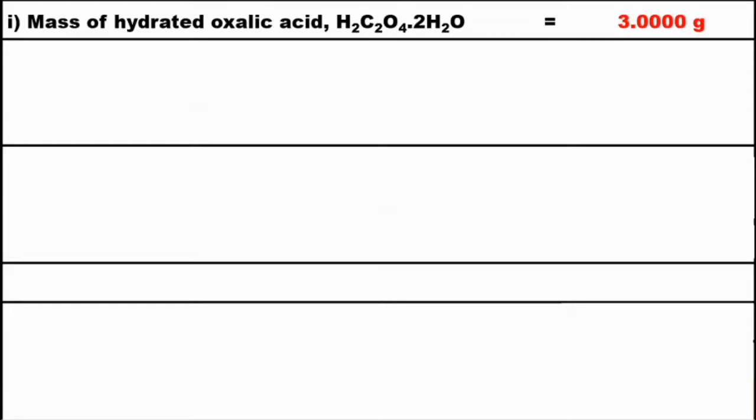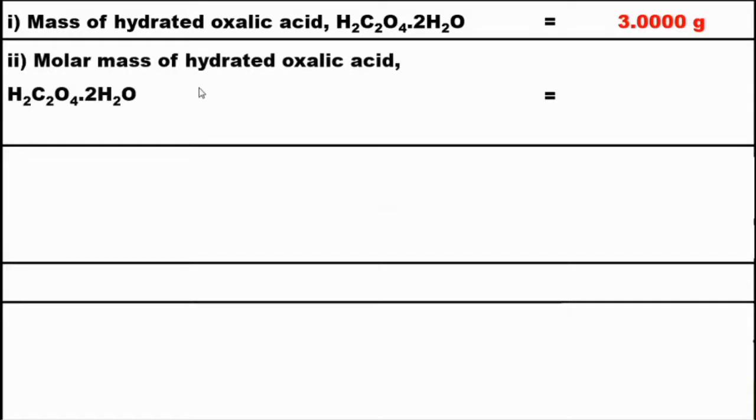Please make sure when you record the reading for the masses, it must be in 4 decimal points. So in this case 3.0000. For those who get 2.9999, record it as 2.9999, or 3.0001, because the mass should be recorded to the nearest 0.0001 grams.